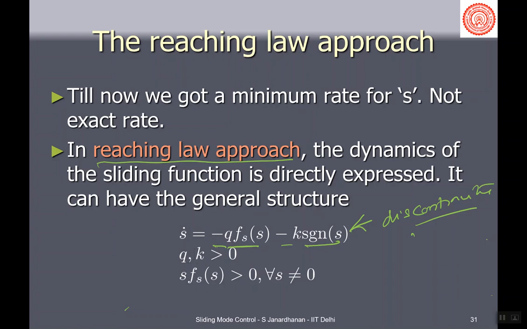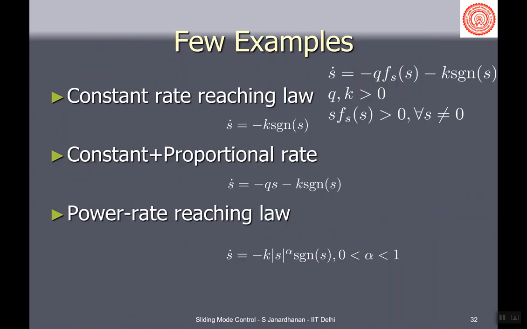Let's proceed a little further. These are a few examples. The simplest one just uses the signum term, S dot equals minus k sign S. Or the constant plus proportional rate, where you add a minus q S. Or a power rate reaching law, where S dot is this expression, where alpha is a value less than 1.